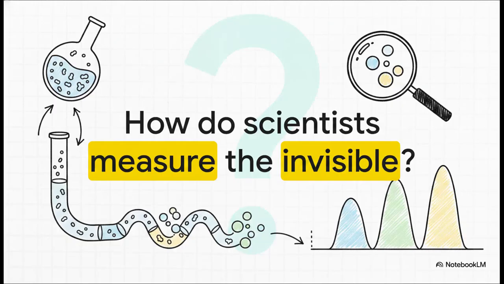So first off, how do scientists measure the invisible? Think about it. When you have a complex liquid or a gas, you obviously can't just look at it with your naked eye and tally up the molecules. You need a way to spread them all out. You have to make the invisible entirely visible. And honestly, that's the real magic of analytical chemistry, and specifically, the incredible tool we're decoding today.